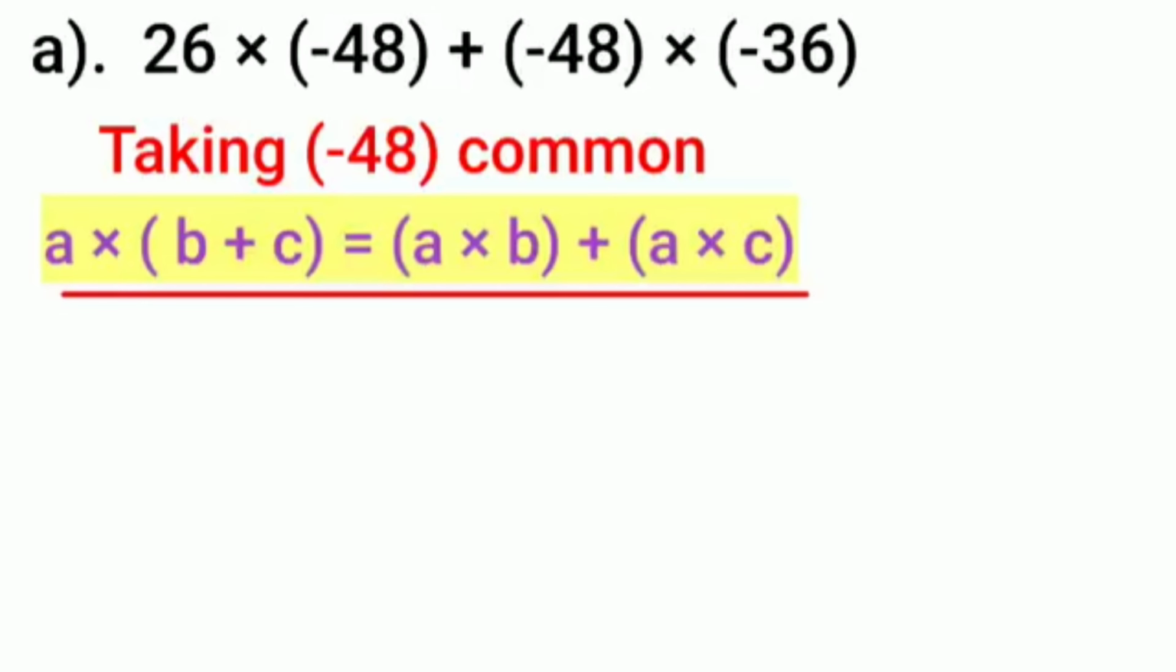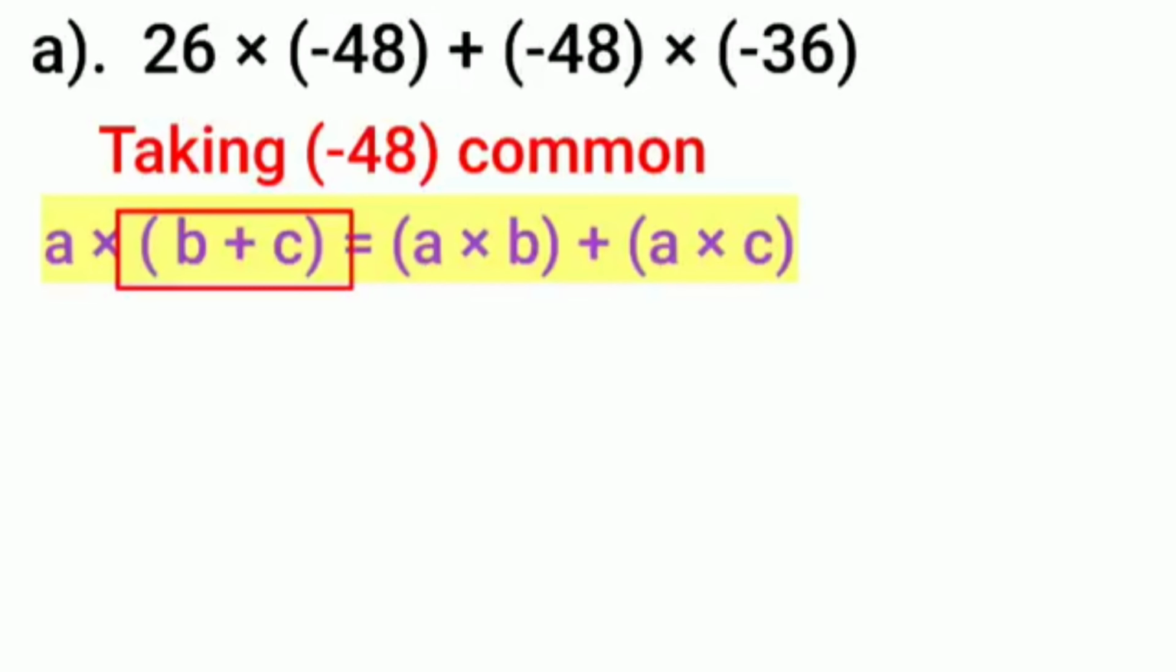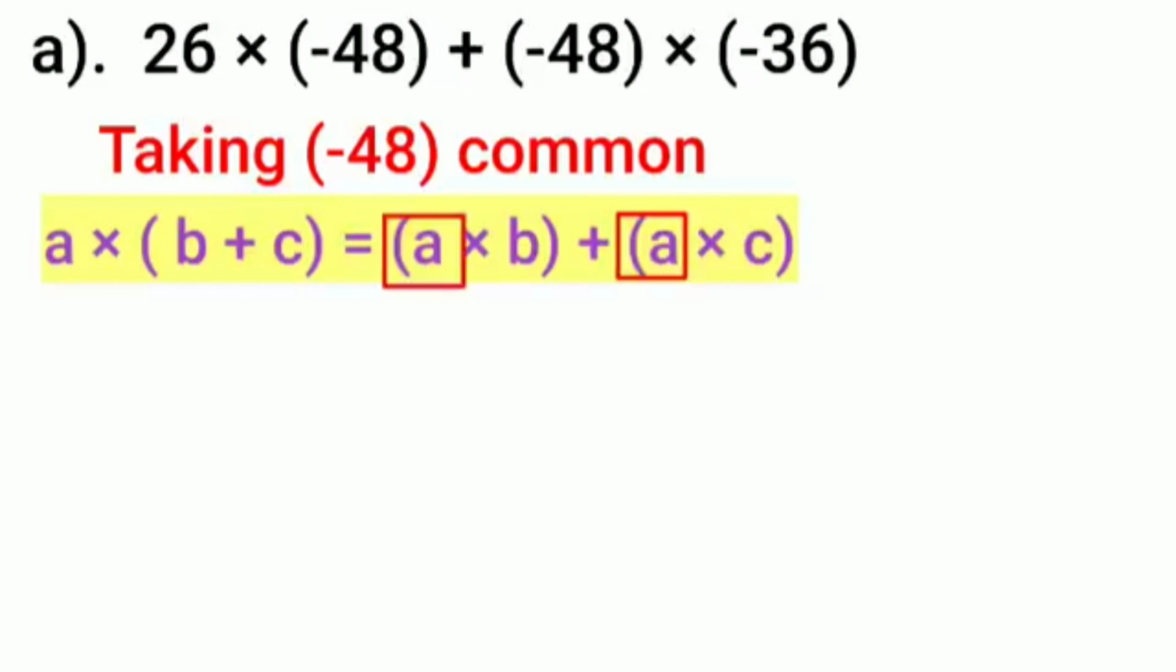In the left hand side of this property, first we'll add the numbers which are inside the bracket and then their total will multiply by another number. At the right hand side of this property, multiply first with each number within the bracket and then add. Let us apply the property in the given sum.